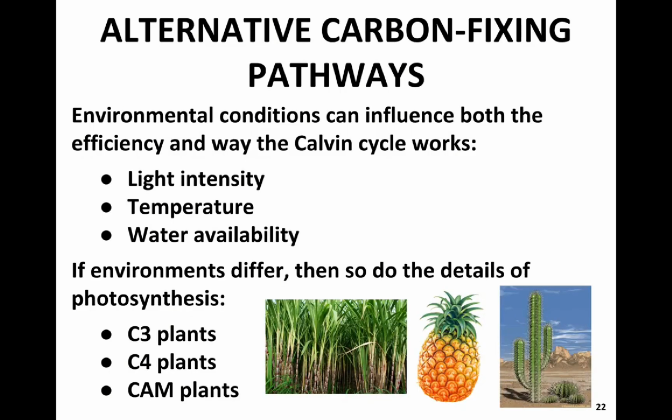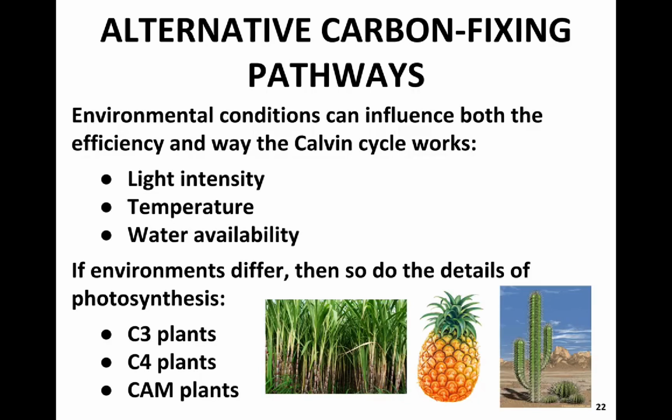So what we're going to talk about to finish out the video is some alternative carbon fixing pathways and the ways in which different environmental conditions can influence the efficiency and the way that the Calvin cycle works. So what I really would like for you to focus on is the way that light intensity affects photosynthesis, the way that temperature might affect photosynthesis, and the way that environmental availability affects photosynthesis.